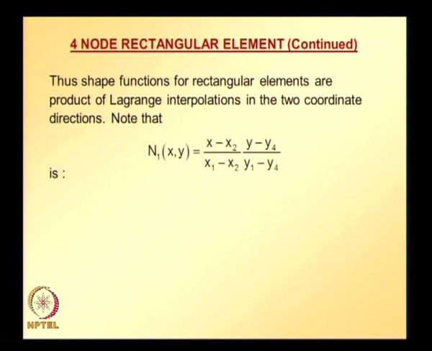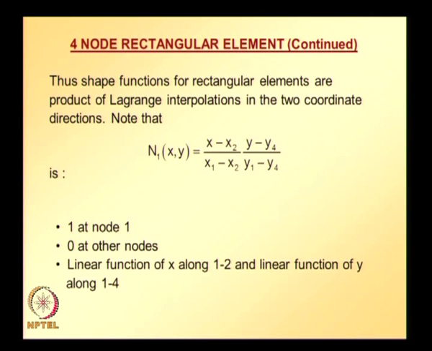So, that is how we derived this, and this is N1. Note that this is equal to 1 at node 1 and 0 at other nodes, and it is a linear function of x along side 1 2 and a linear function of y along side 1 4, and 0 along sides 2 3 and 3 4, because node 1 is not part of sides 2 3 and 3 4. So, the shape function of node 1 is going to be 0 along sides 2 3 and 3 4.